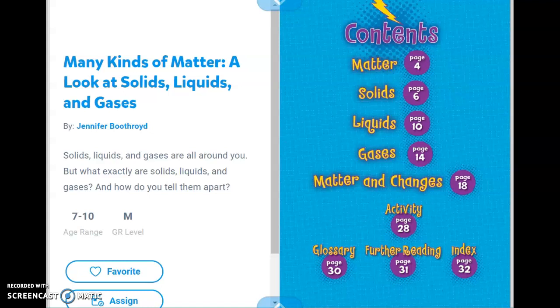Many Kinds of Matter, a look at solids, liquids, and gases, by Jennifer Boothroyd. Solids, liquids, and gases are all around you. But what exactly are solids, liquids, and gases, and how do you tell them apart?